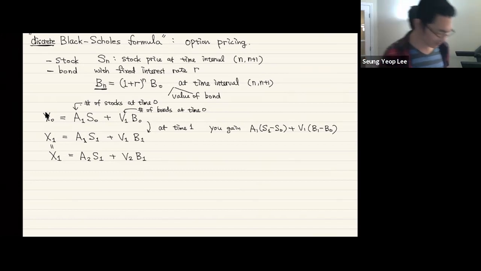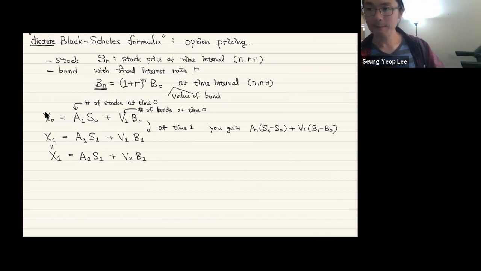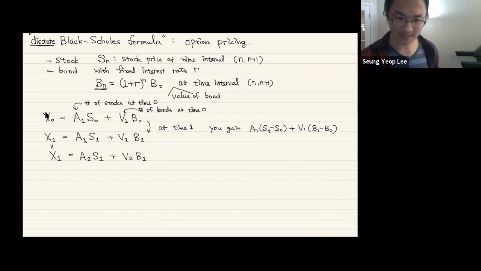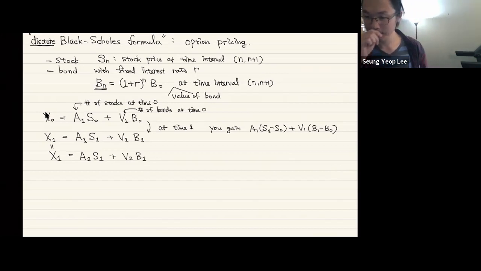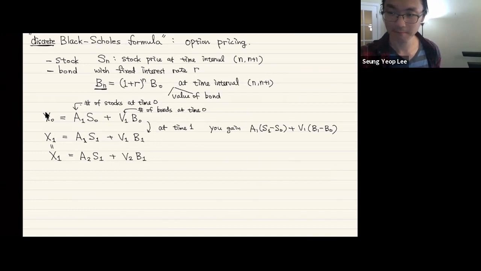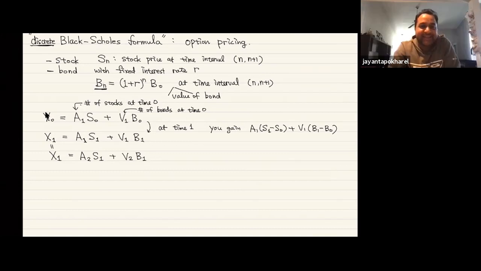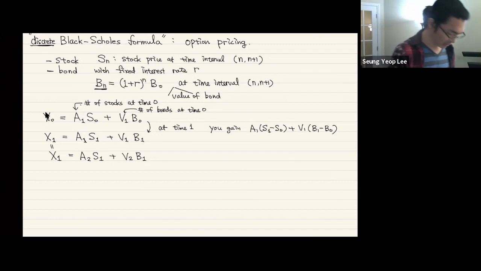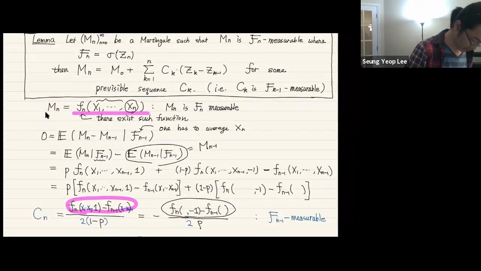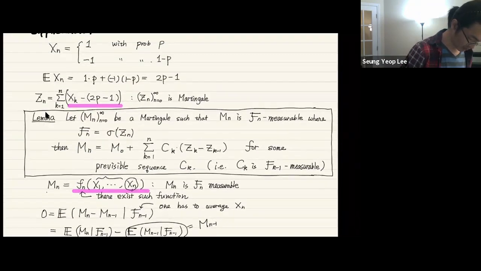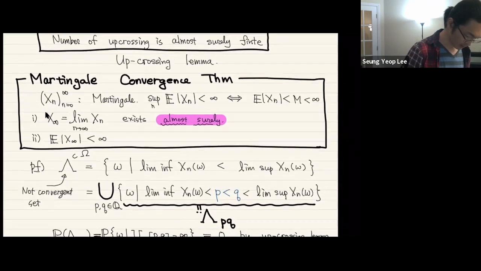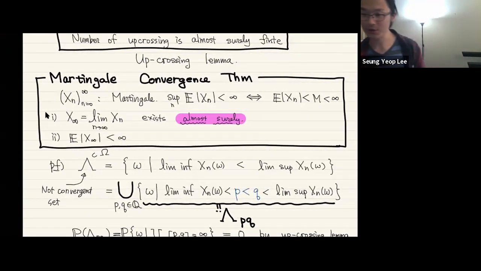Okay, any questions? Otherwise, let's see next time. The quiz should be on, and it's about the martingale convergence theorem, the limit existing in the almost sure sense.